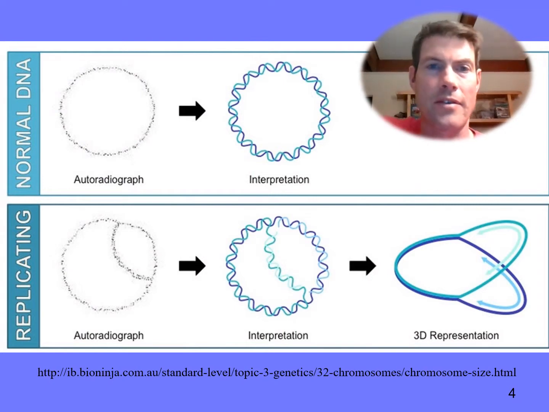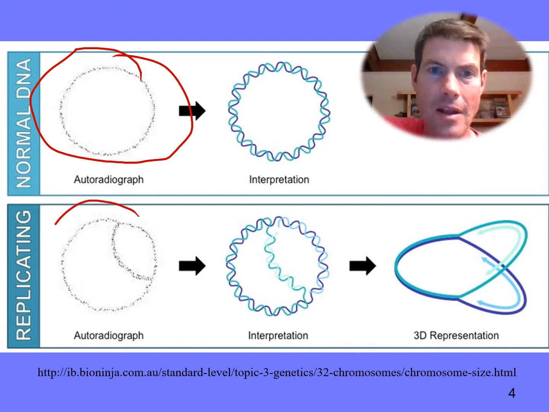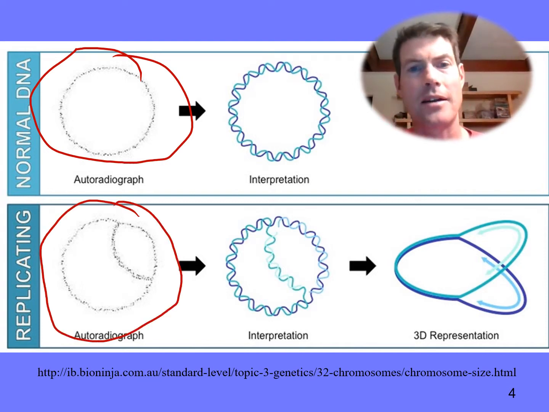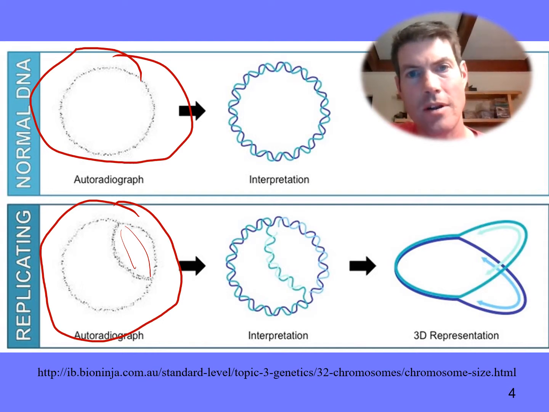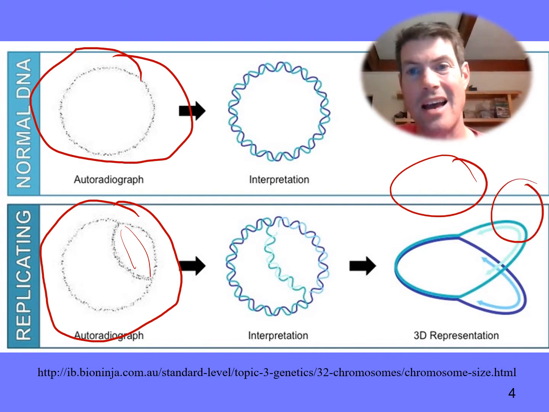Here's a pretty cool graphic. So again, this is what we see under the microscope. When they look at bacteria replicating, they can see, okay, here's a circular chromosome. Oh, here there's a little bubble, a replication bubble forming. So this is the interpretation. These are the two strands of DNA, and here you have the two strands copying each other. So eventually you get two new loops that are identical to each other.